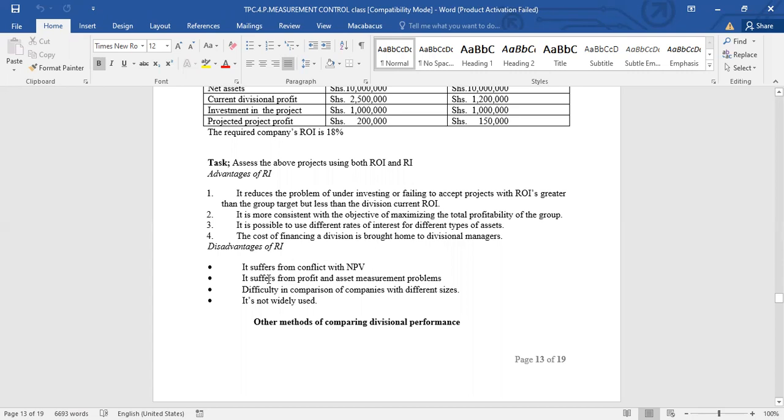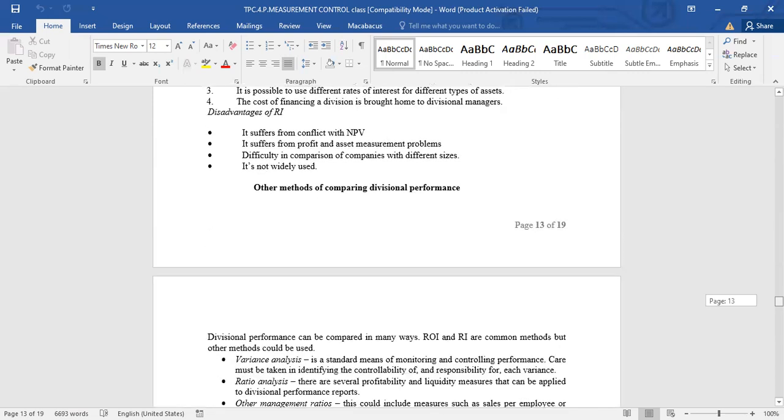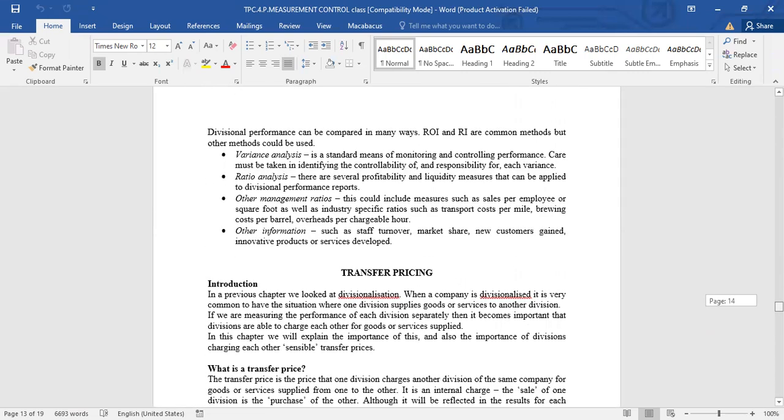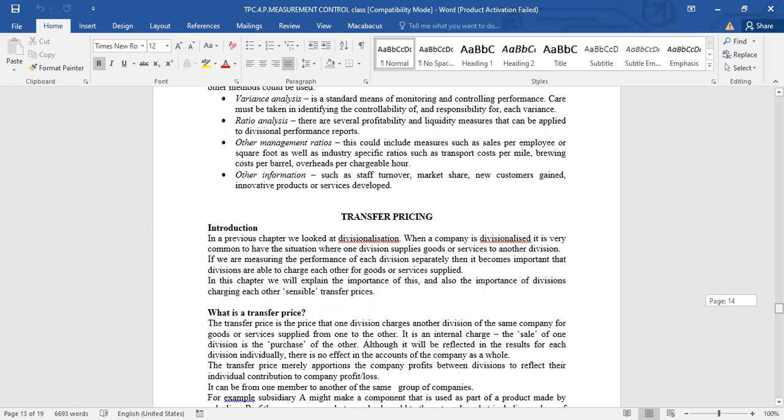Disadvantages: it suffers a conflict with NPV, because for NPV you discount values, and for residual income you don't discount. It uses more historical data. It suffers from profit and asset measurement problems, and difficulty in comparing companies of different sizes. Then it's not widely used. Other methods include variance analysis, ratio analysis, and other information.